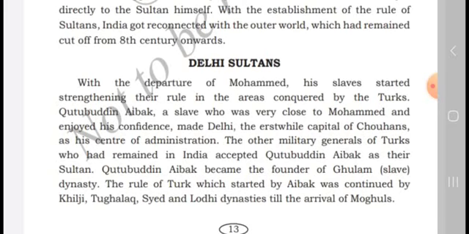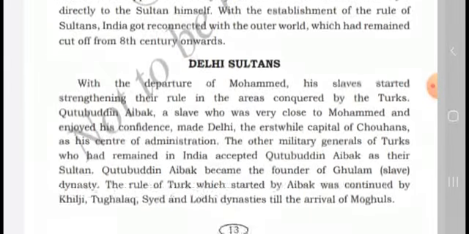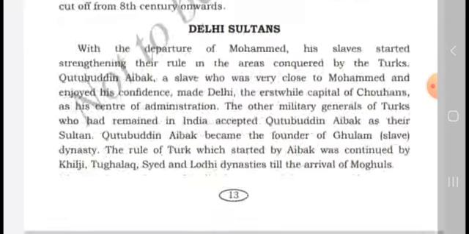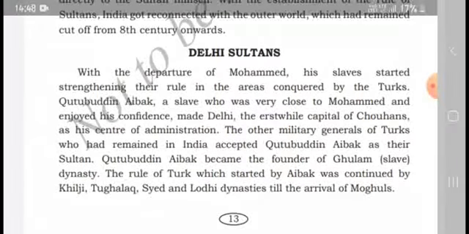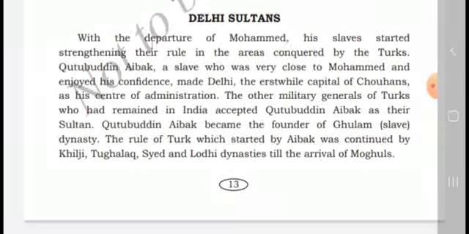Qutbuddin Aibak, a slave who was very close to Muhammad Ghori and enjoyed his confidence, made Delhi, the capital of the Chauhans, his center of administration. The other military generals of the Turks who had remained in India accepted Qutbuddin Aibak as the Sultan, and he became the founder of the Ghulam slave dynasty. The Turk rule started by Aibak was continued by the Khilji, Tughlaq, Sayyid and Lodi dynasties till the arrival of the Mughals.